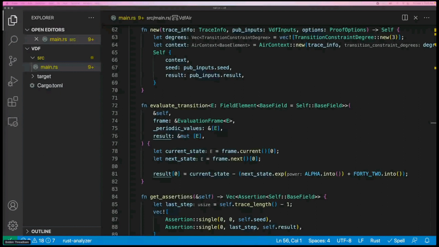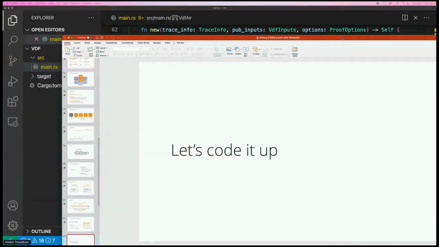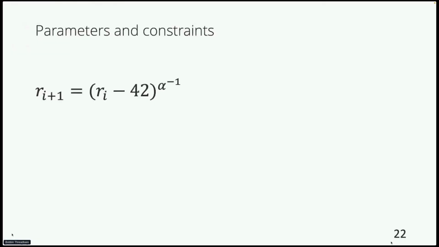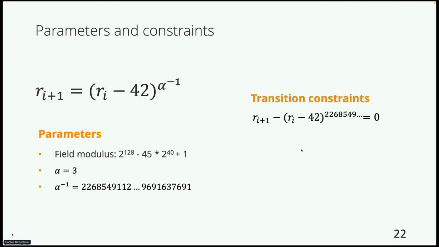Let me just bring this here. We want to raise it to this huge power here. So this alpha inverse is a huge power, so our constraint degree is going to be huge. It wouldn't be a practical system where we have such large constraints, but we can do it because of these properties where, with alpha and alpha inverse, we can compute the VDF both backwards and forwards.